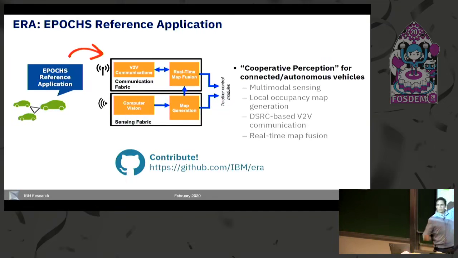And then we have the sensing fabric, which is about collecting sensor data from the sensors in the car, right? And generating a representation of the surroundings, which in the current version of ERA is a two-dimensional occupancy grid map, right? These two things work very closely, because in this way we allow a car to generate its own map and receive other maps from other nearby cars and fuse all these maps together in real time to have a better vision of the surroundings, right? So this is the idea in very general terms. ERA involves multimodal sensing, although today it is mostly camera sensors. It involves the generation of local occupancy grid maps. It involves DSRC-based vehicle-to-vehicle communication, and final real-time fusion of those maps.